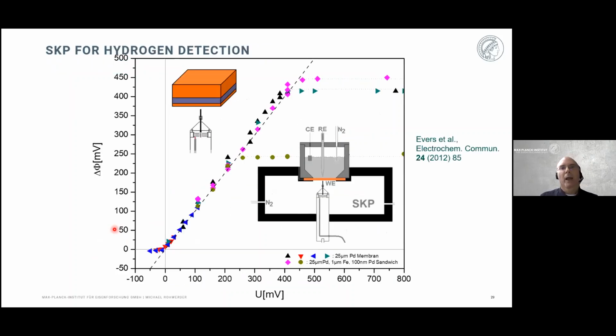And that also works if we have a sandwich sample of a palladium membrane, iron evaporated on that, and a thin palladium layer on the outer side again. Even for the so-called sandwich sample, you can see this correlation exists. And that means this equilibrium of the hydrogen is established throughout the sandwich sample.